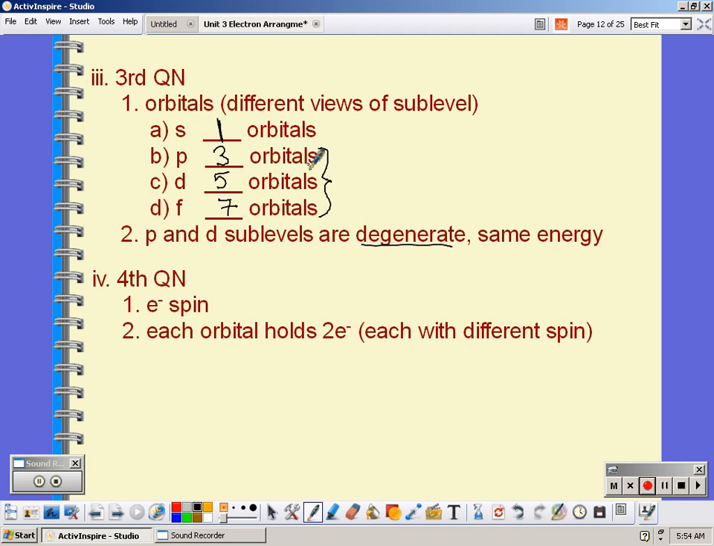The 4th quantum number is your spin. So each orbital can hold 2 electrons, as long as they have different spins. And we're going to show that they have different spins by using an up arrow and a down arrow. So each arrow is an electron, and the different spins would be up and down.